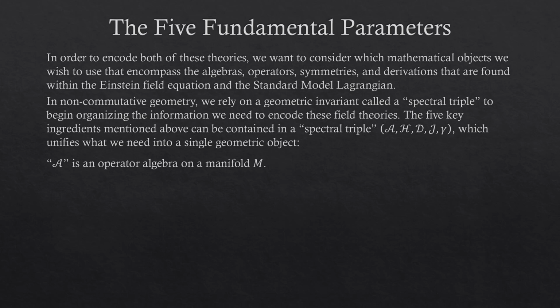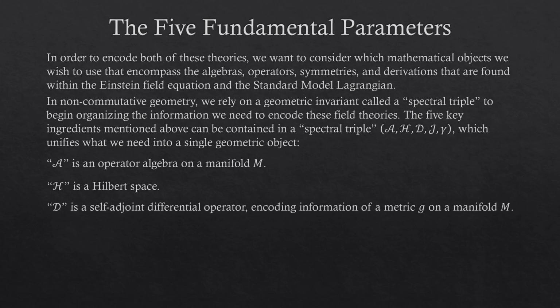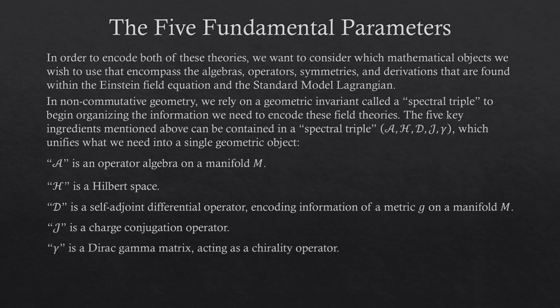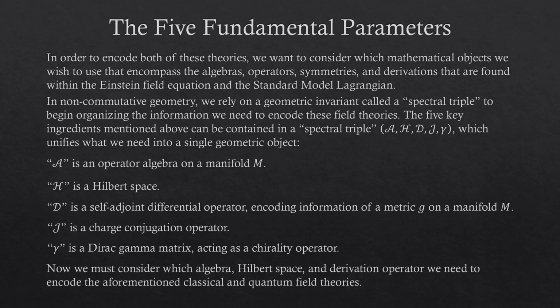A is an operator algebra on a manifold M. H is a Hilbert space. D is a self-adjoint differential operator which encodes the information of a metric g on a manifold M. J is a charge conjugation operator, and gamma is a gamma matrix, identifying as a chirality operator within this specific context. Now we must consider which algebra, Hilbert space, and derivation operator from the spectral triple we need to encode the aforementioned classical and quantum field theories.